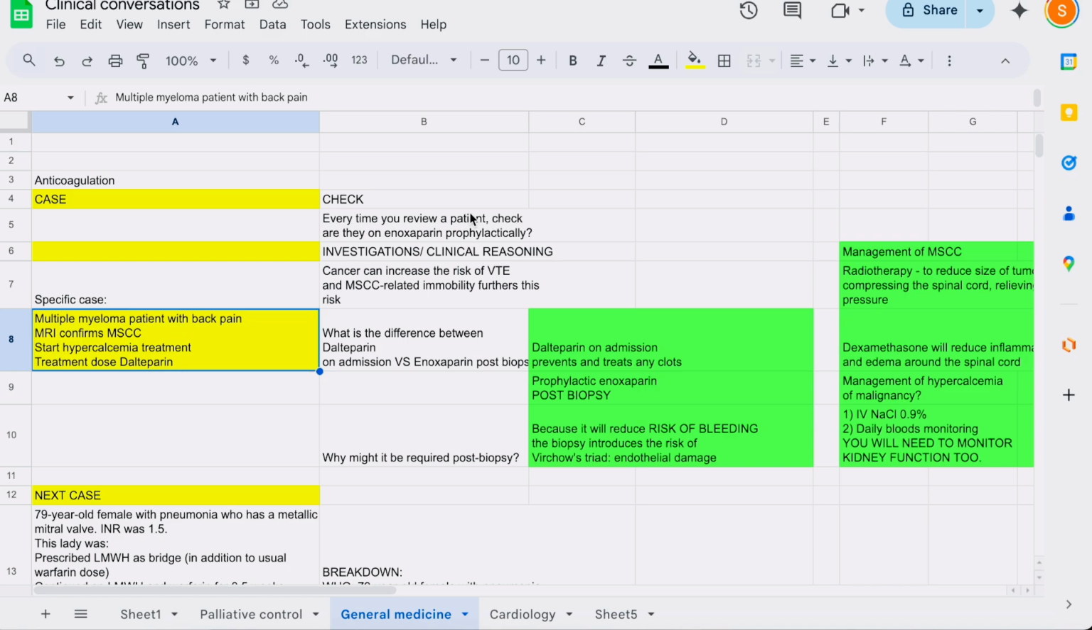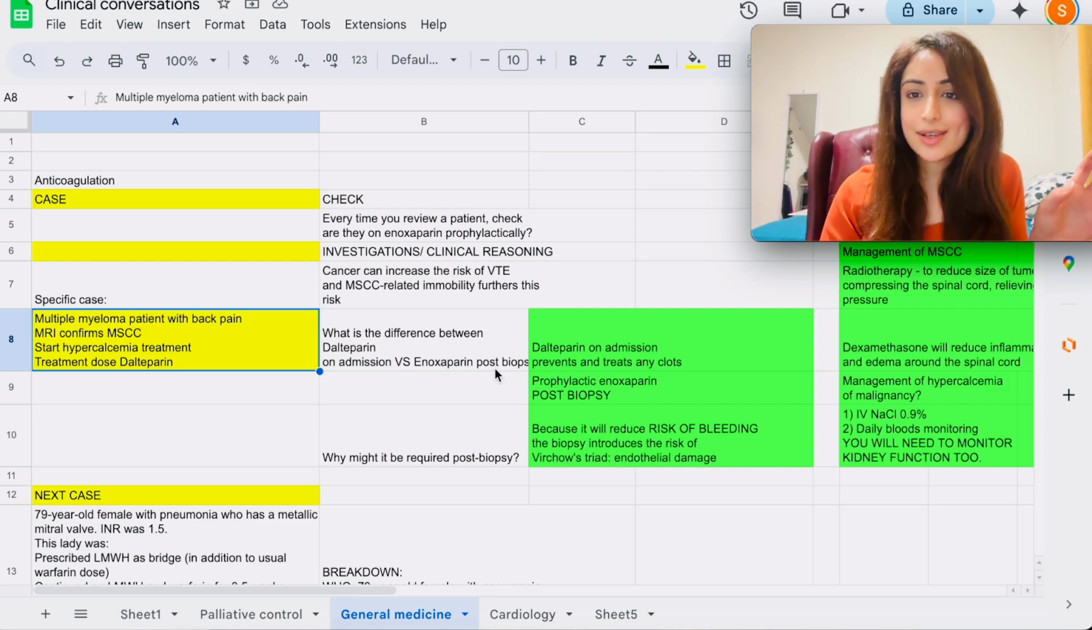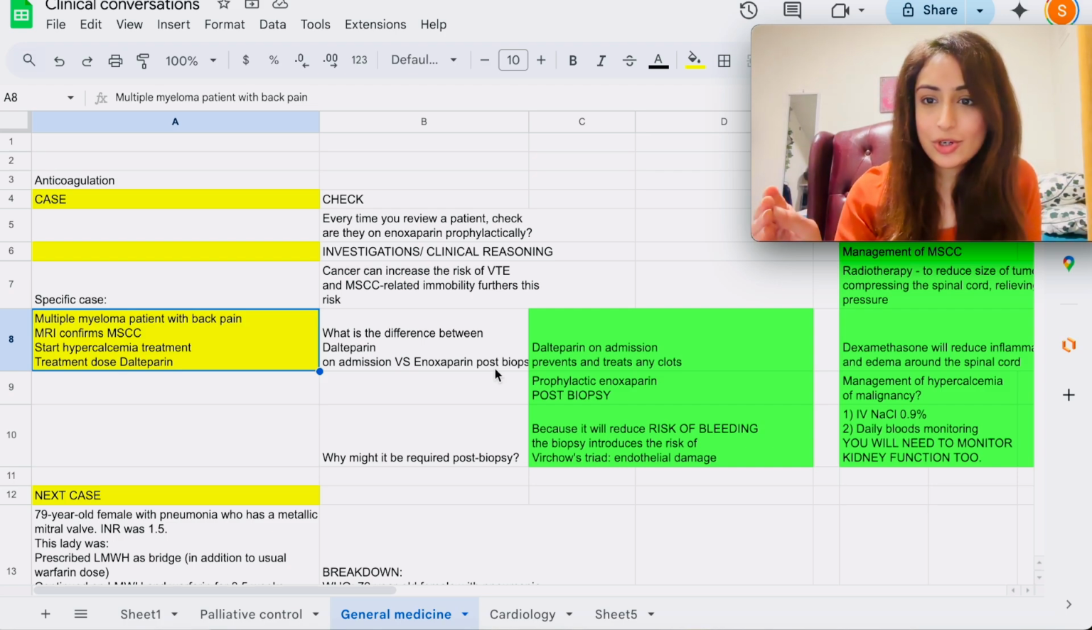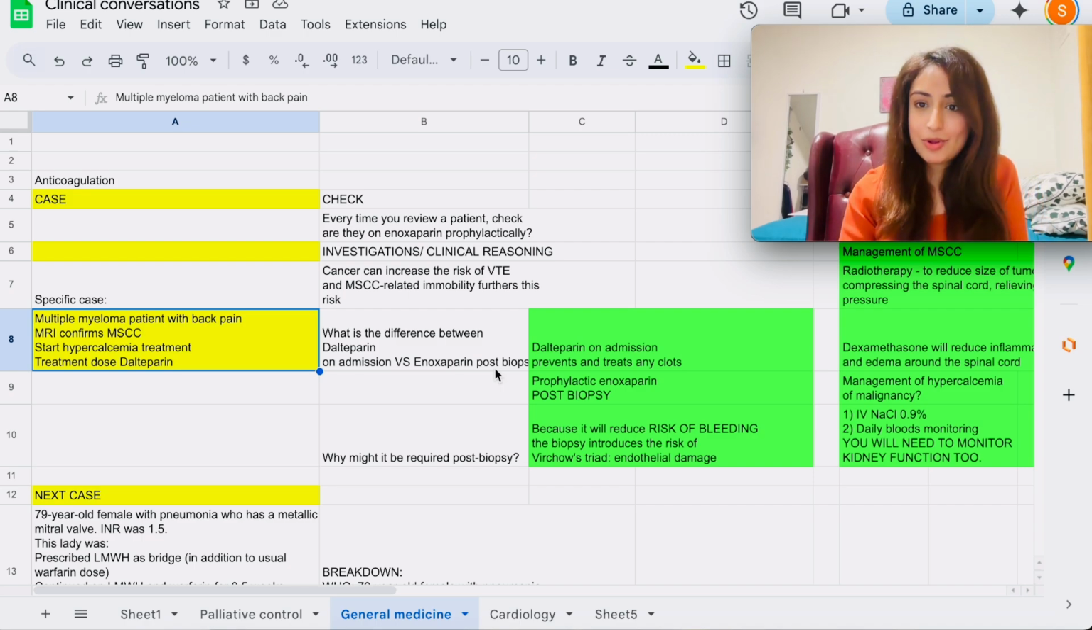Every single time you see a patient, you have to check, are they on enoxaparin prophylactically? There's something called VTE prophylaxis, and then there's also something called treatment dose enoxaparin. VTE prophylaxis is something that all patients who come to hospital get assessed for. You're trying to see, are they going to be immobilized? Is it someone who's quite fit and active outside of the hospital, but now they've come into the hospital and they're going to be immobilized for a longer period of time? So they need to be on VTE prophylaxis.